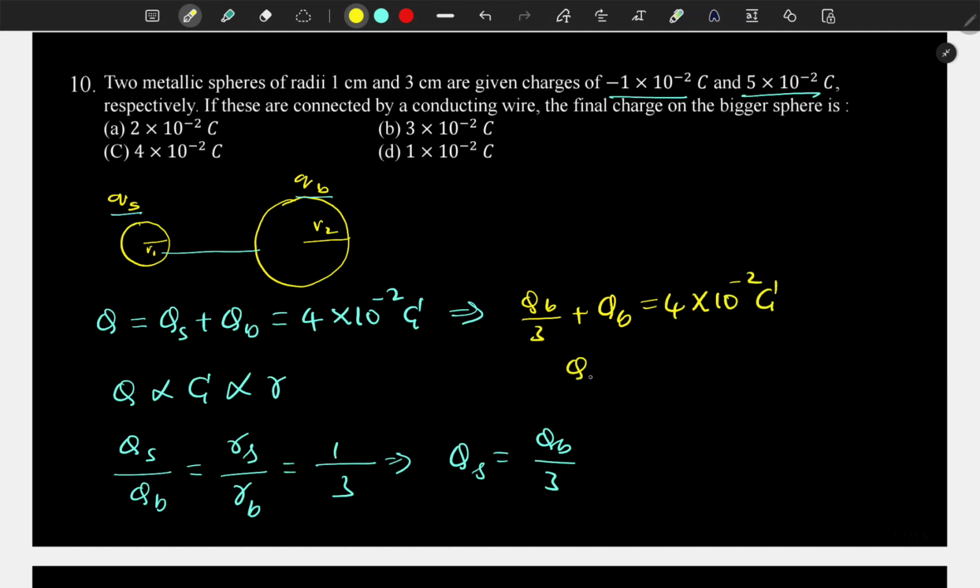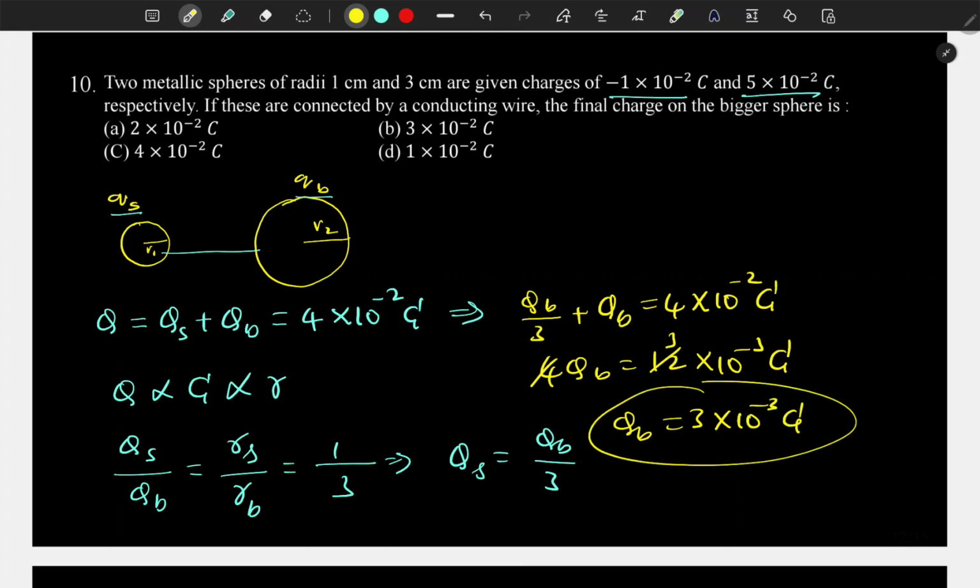So Qb, 3 plus 1 is 4 Qb, which is equal to 4 3s are 12 into 10 to the power minus 3 coulomb. So 4 3s are 12. So Qb is equal to 3 into 10 to the power minus 3 coulomb. So that's why option B is correct.